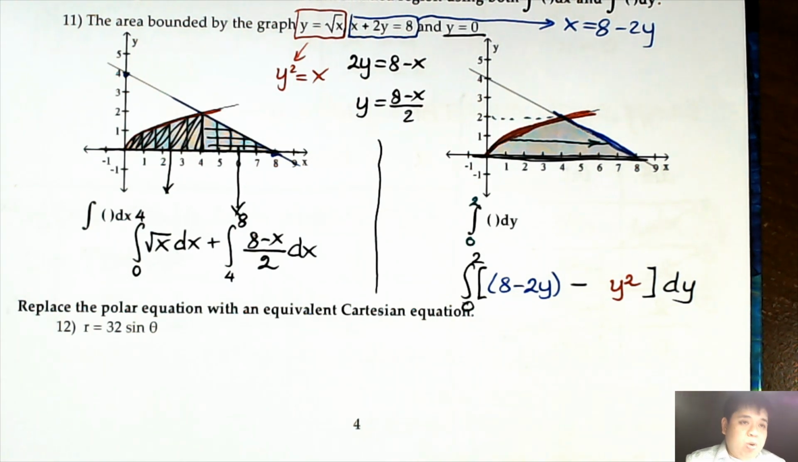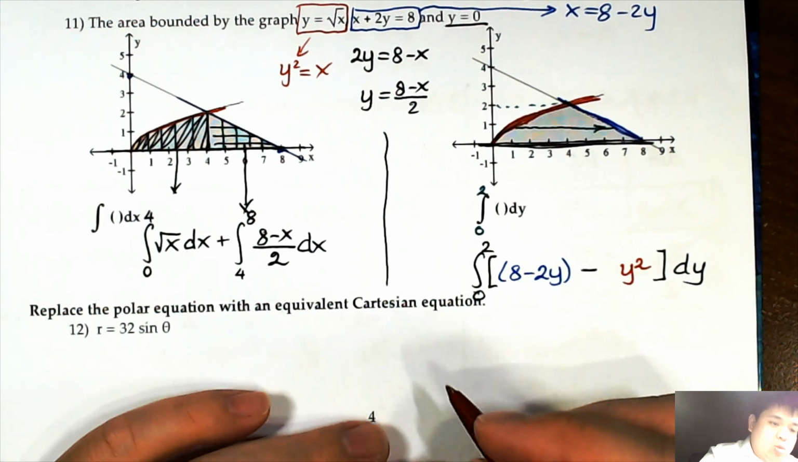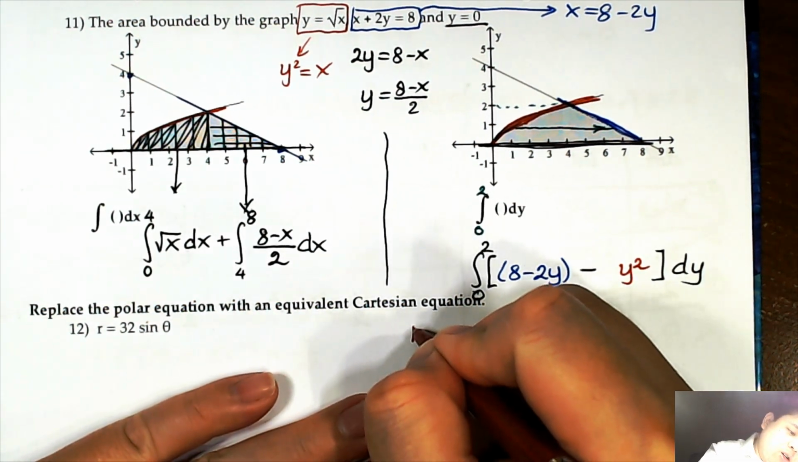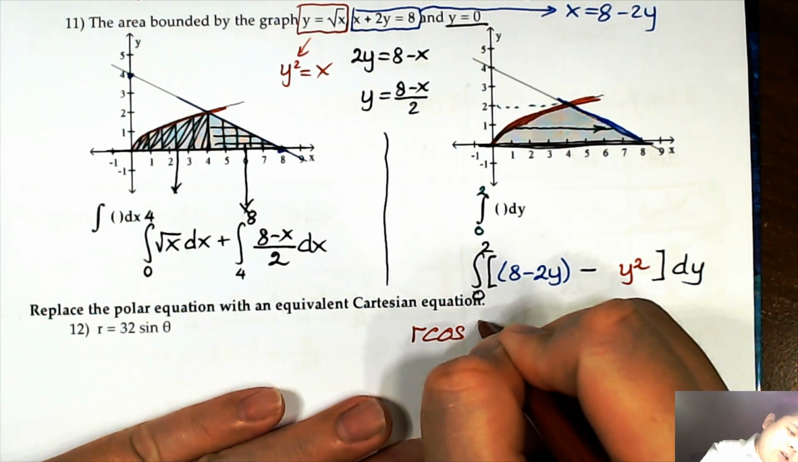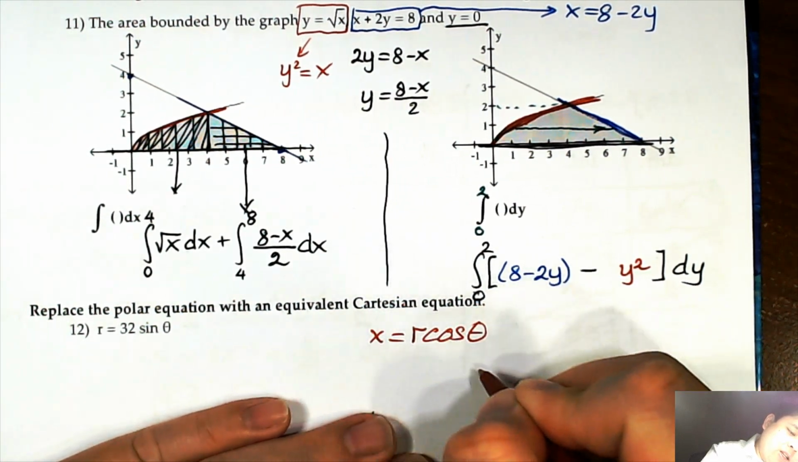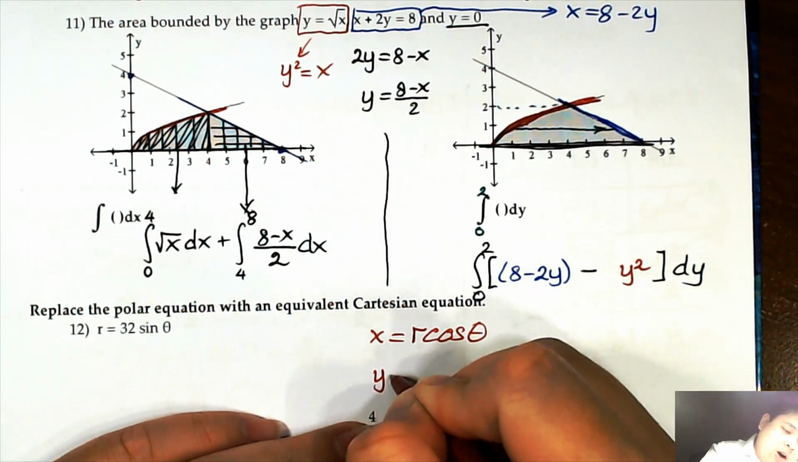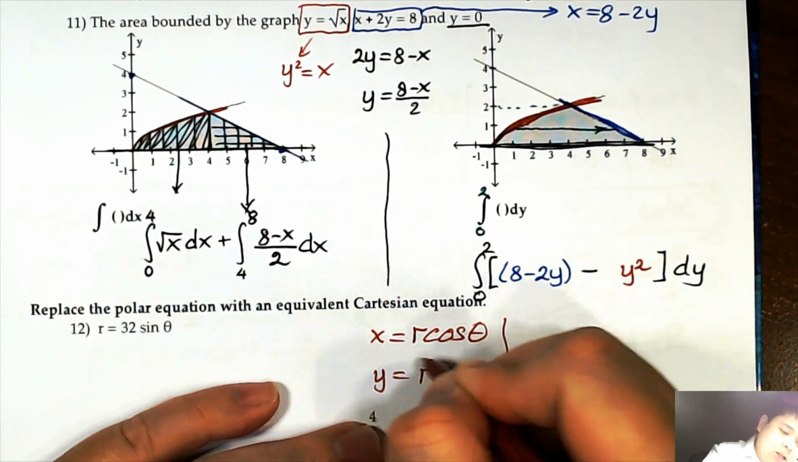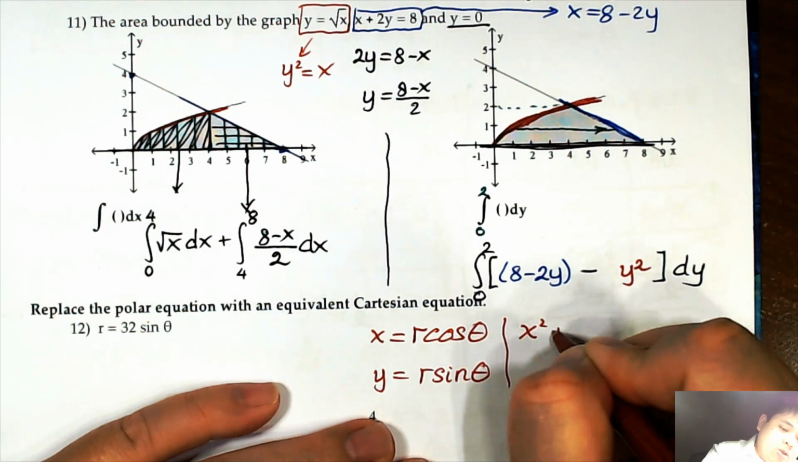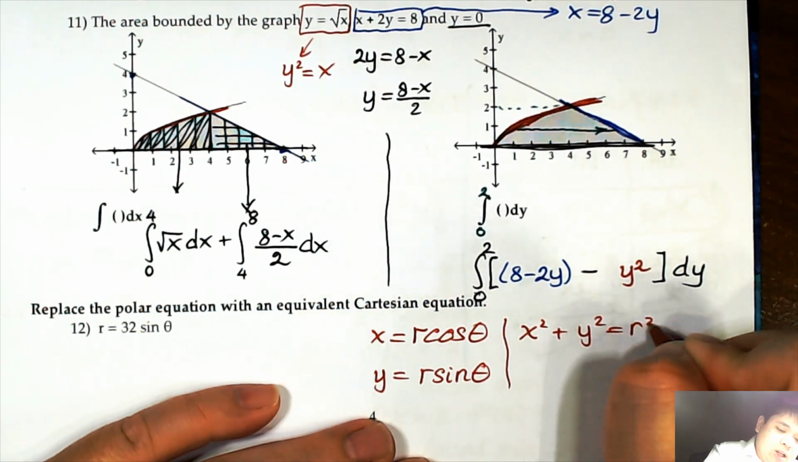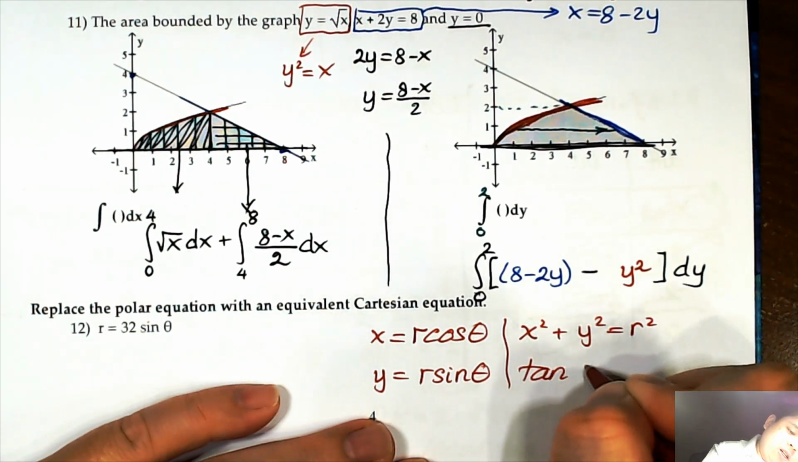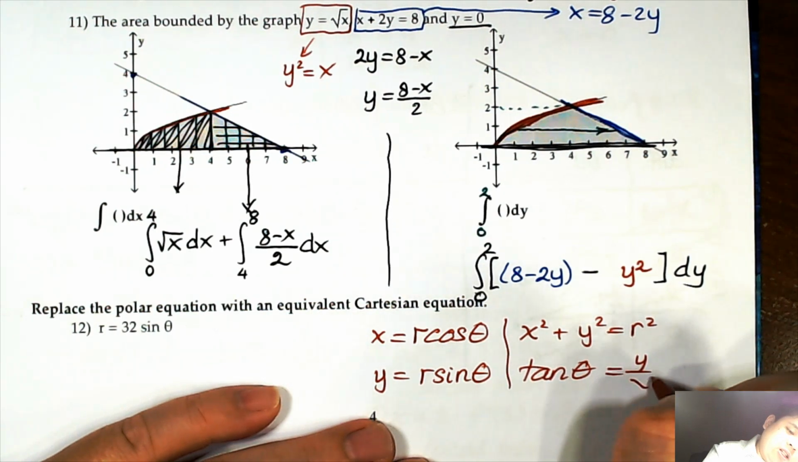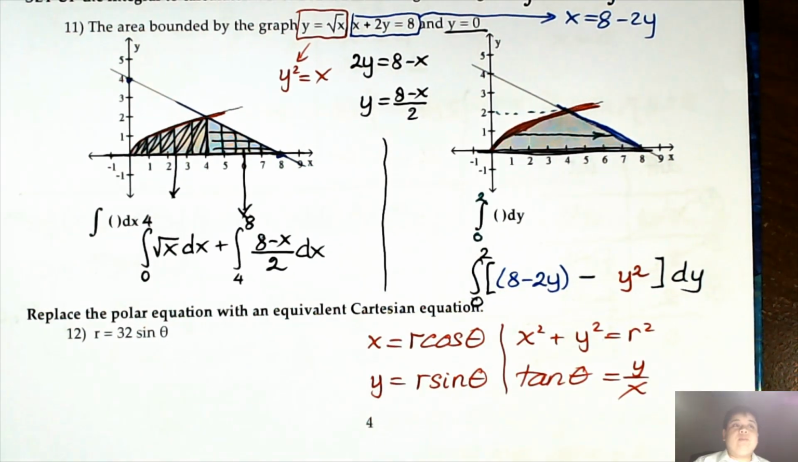Next, the conversion between rectangular and polar. This is what we need to know. r cosine theta is x, and r sine theta is y. We have x squared plus y squared equal to r squared, and tangent of theta equal to y over x. So we have that.